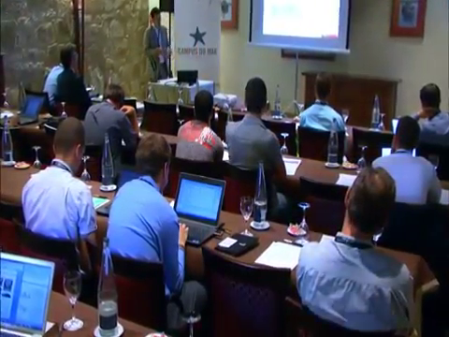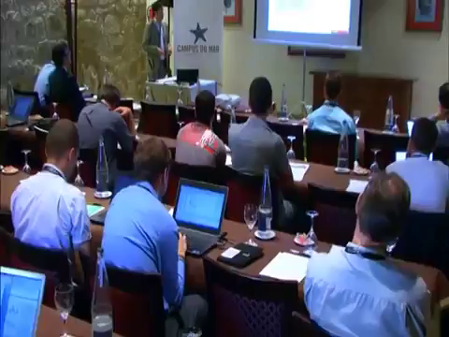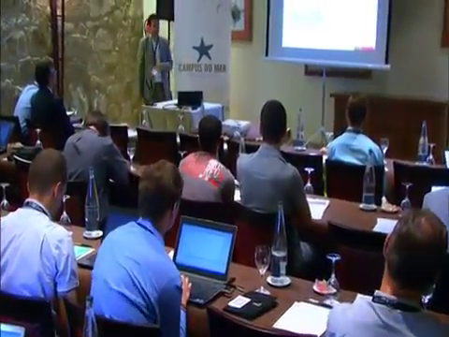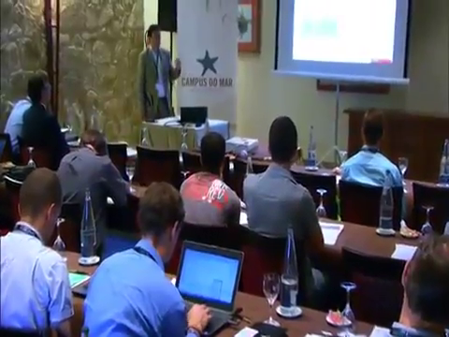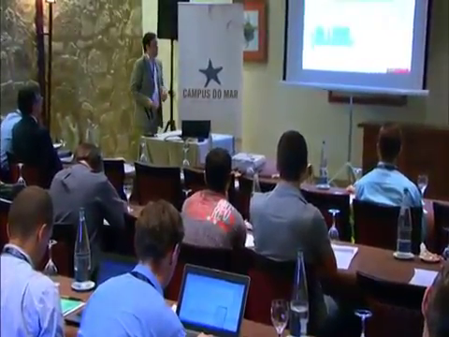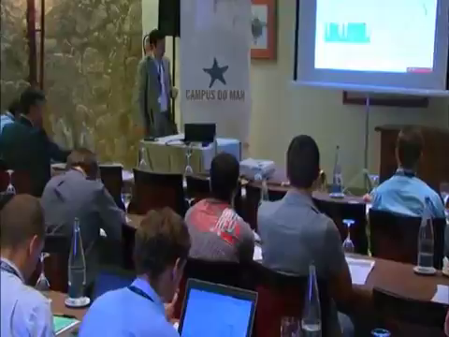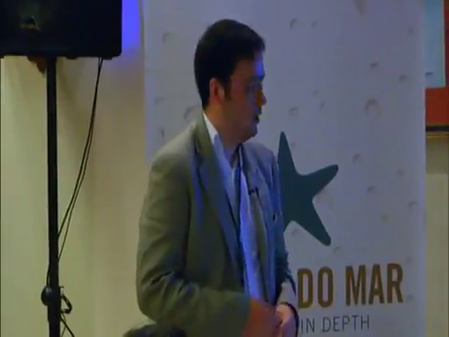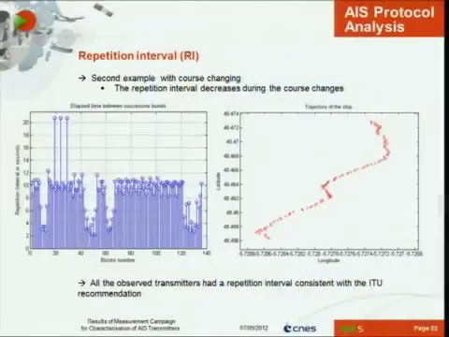In the second example, we have course changes for the chips. In this case, during the course changes, the repetition interval is supposed to decrease to about 3 seconds, and that is the case. You can see the decrease of the repetition interval. All observed transmitters had a repetition interval consistent with the ITU recommendations.